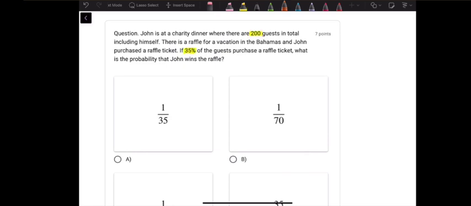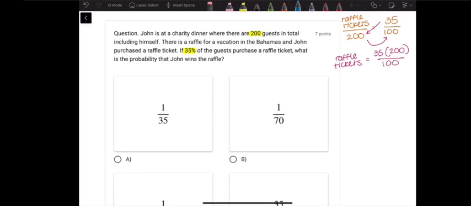So I'm going to start by first calculating this using my percent proportion, which is going to be part over whole is equal to percent over 100. Now, the percent that I have is 35, so I'm going to go ahead and put 35 here. And the whole is going to be the total number of people attending, which is 200. The part will represent the number of people who bought a raffle ticket, which in other words means the number of raffle tickets. Once you set up your proportion, you're going to cross multiply and divide. So the total number of raffle tickets is going to equal 35 multiplied by 200 divided by 100.